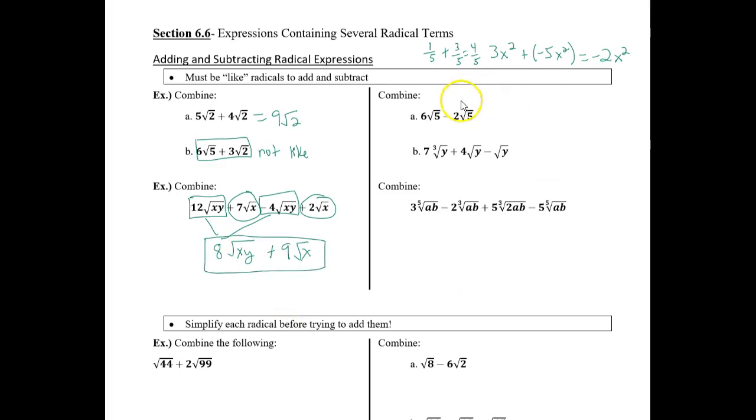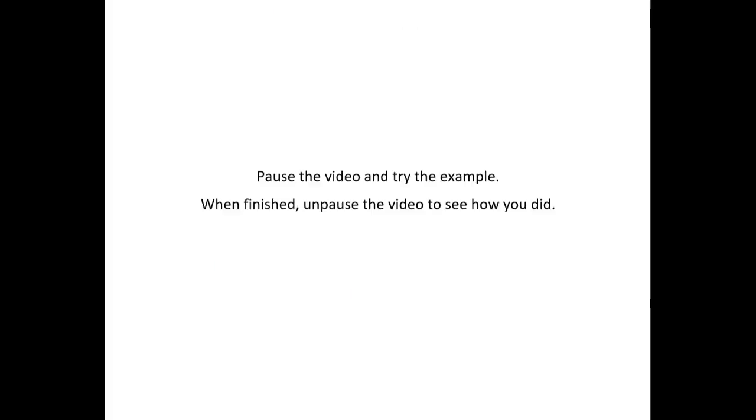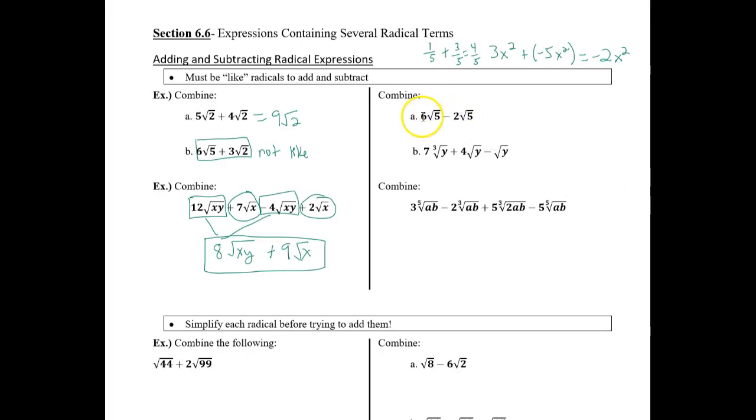Go ahead and try the examples on the right hand side. Okay, part A. 6 square root of 5 minus 2 square root of 5, they are like. 6 minus 2 is 4 square root of 5.